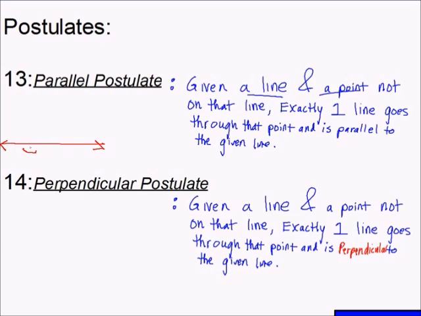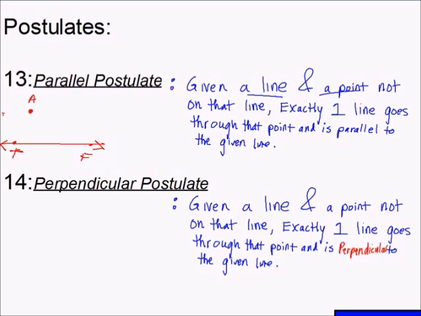Okay, here's a line. Let's call this line TF. Given a line and a point not on that line, so here's a point right here, there's exactly one line that will go through my point, let's call this point A, that is parallel to TF.